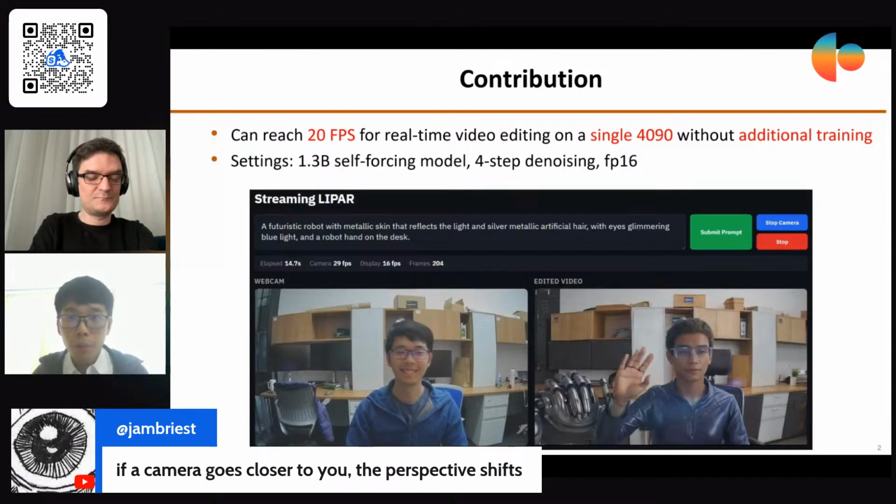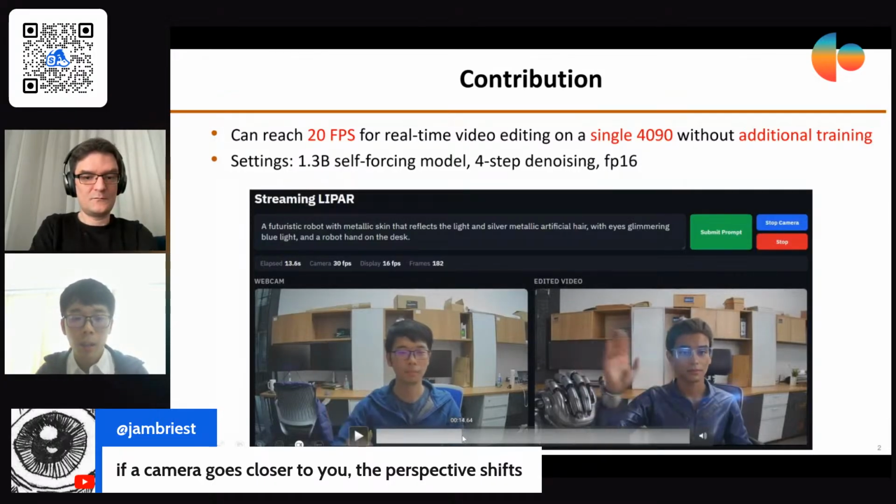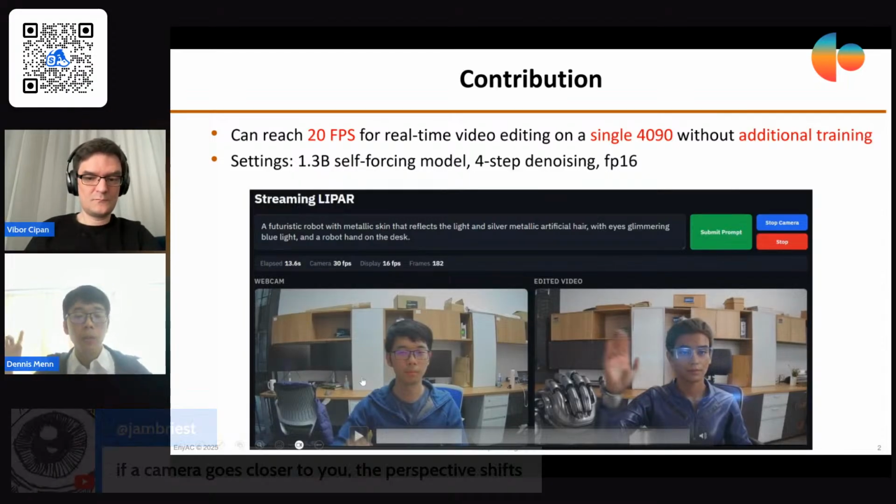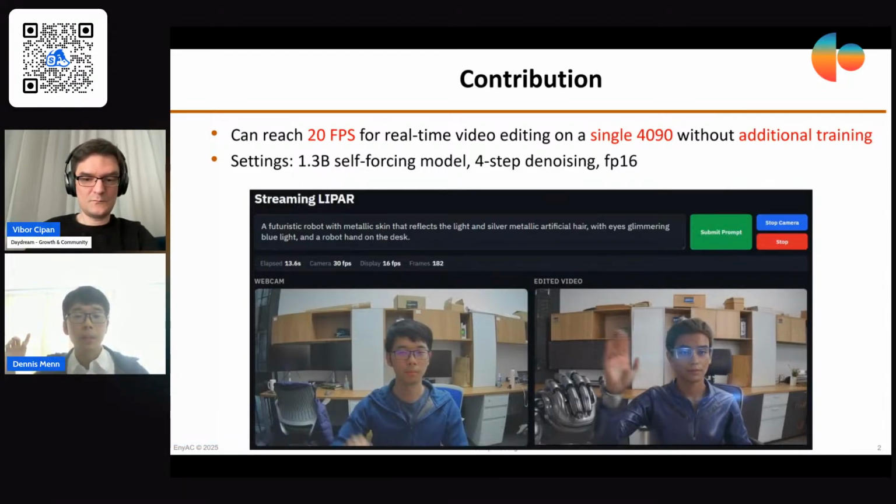So if you move closer to the camera, I would say LIPAR still works well, because you can imagine you are moving, but the background stays the same. When you are moving, the background is still still. But if you are moving the entire camera, then the whole scene changes. Then you do not have a lot of things to save without the aid of optical flow.